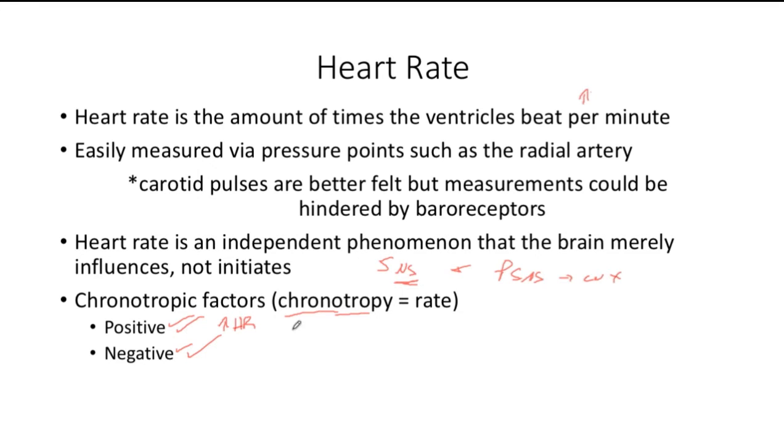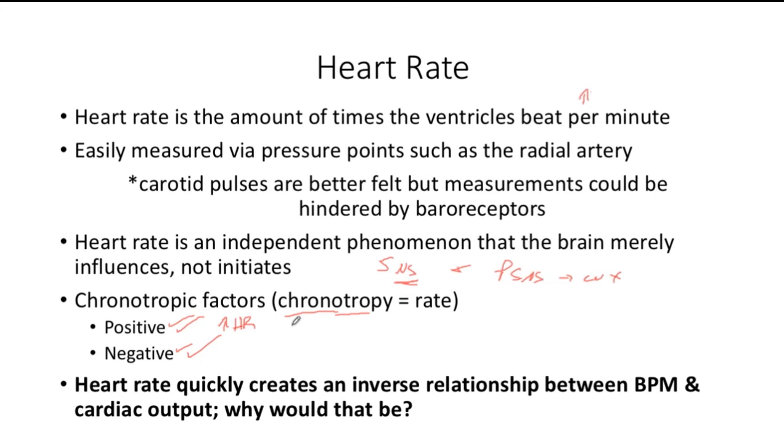Okay. Now, here's the thing though about cardiac output and heart rate. Initially, when heart rate goes up, it will quickly increase our cardiac output. But as our heart rate continues to climb, it will actually be detrimental to cardiac output and start to exhibit an inverse relationship. Okay, can anyone think about why that would be? Take a moment here to pause and think about this for a second. How heart rate increasing would actually work against cardiac output. Take a second.